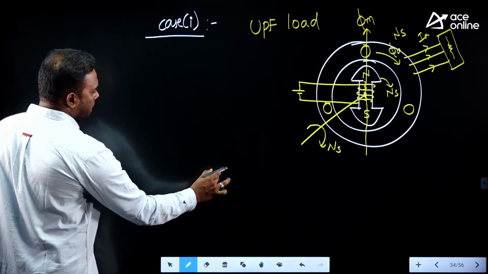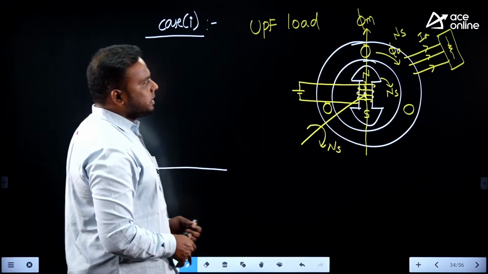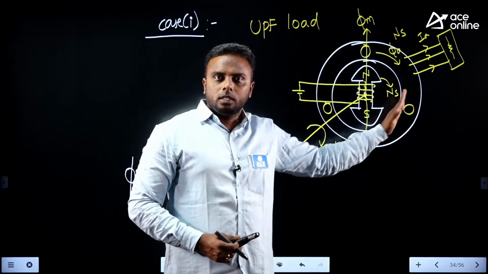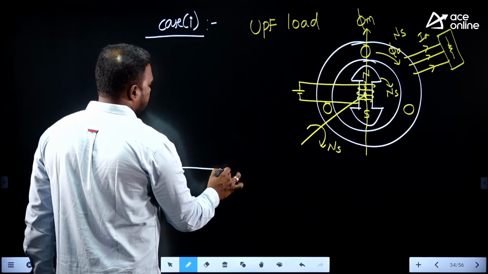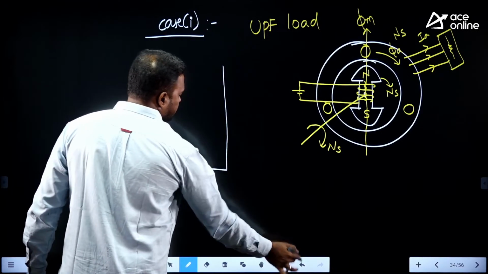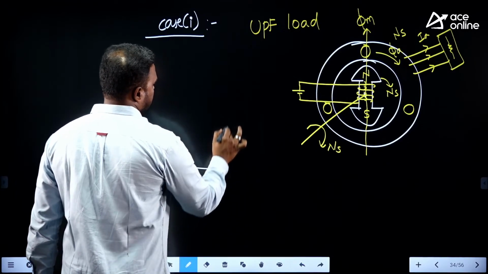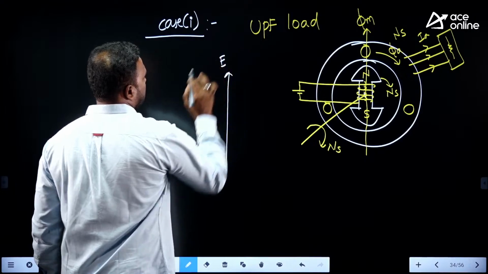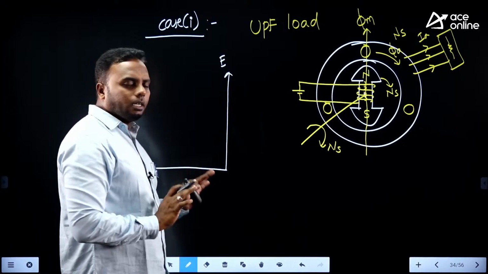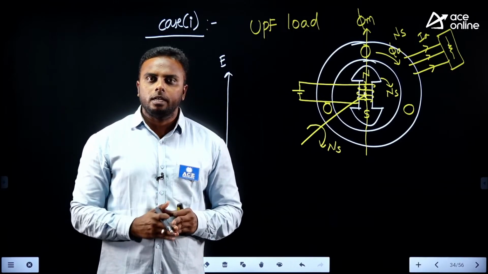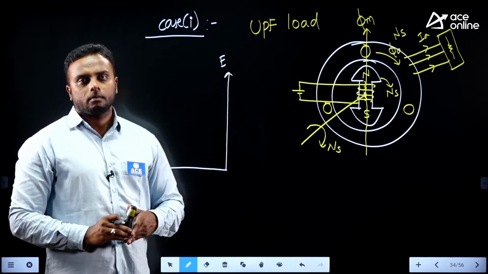Let us consider this is our main flux, the reference I am taking. Now according to Faraday's law, due to this flux, whenever we rotate, EMF is first induced in the winding, and that EMF always lags flux by 90 degrees. The induced EMF lags flux by 90 degrees. Let this be the EMF, lagging flux by 90 degrees. Always, everywhere, EMF lags flux by 90 according to Faraday's law, rate of change of flux dφ/dt. Lagging is towards clockwise.